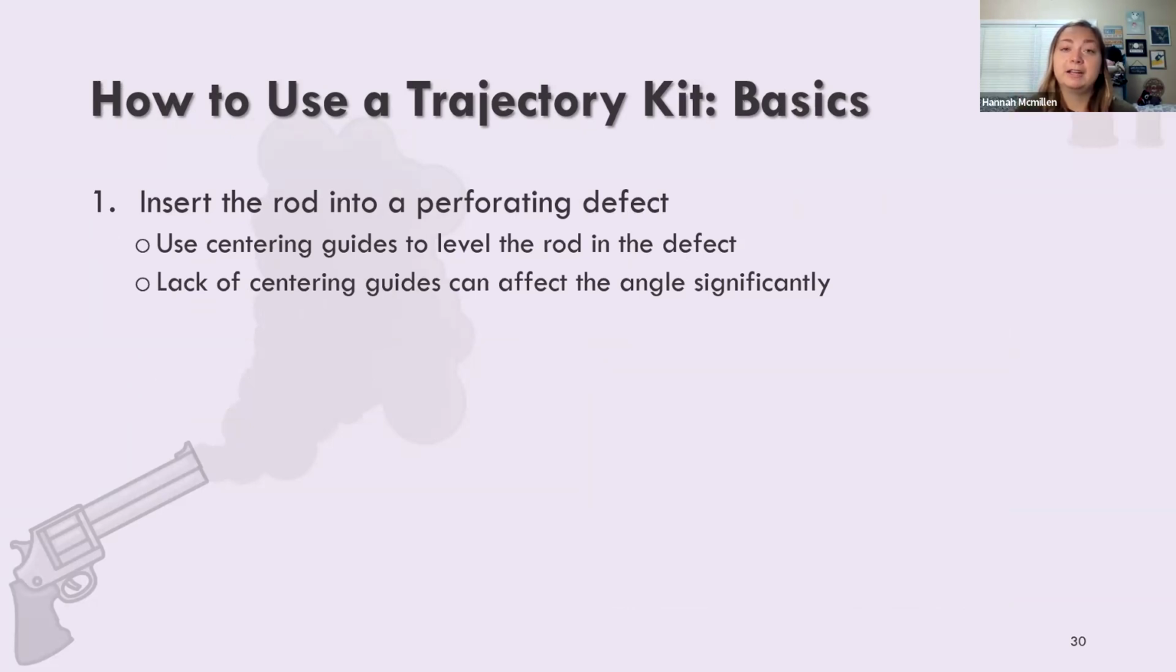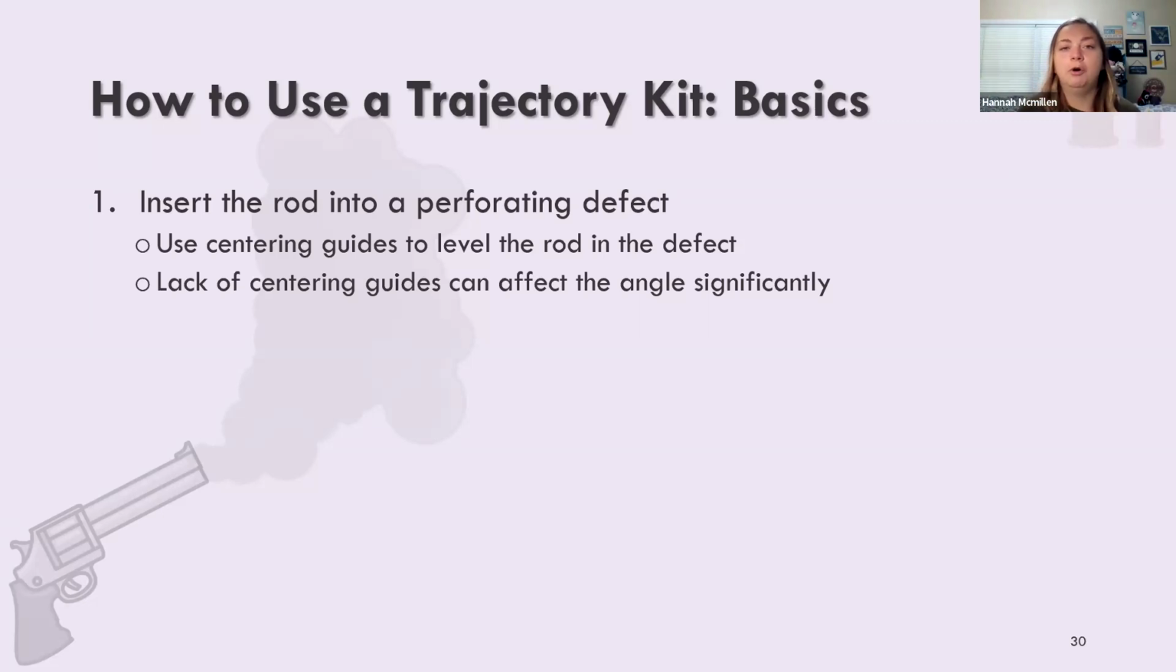So remember, a perforating defect travels through and through. Penetrating is just through one side of a wall or something like that, and then sits inside of that object. You're going to use centering guides to level the rod in the defect. A lack of centering guides can affect the angle significantly, and we want this to be as accurate as possible.